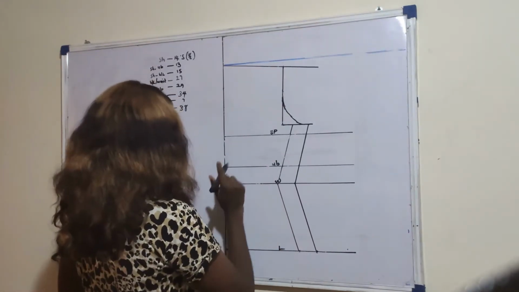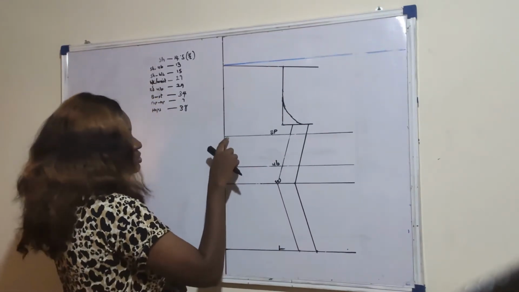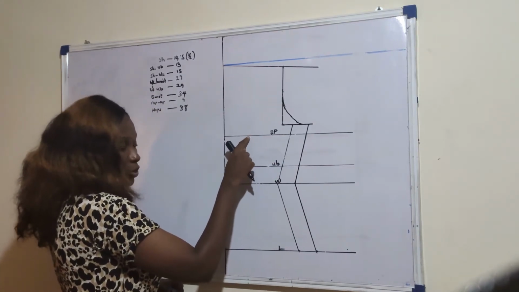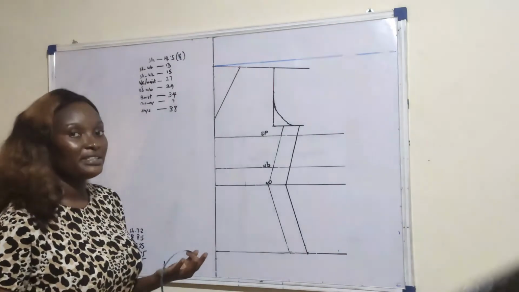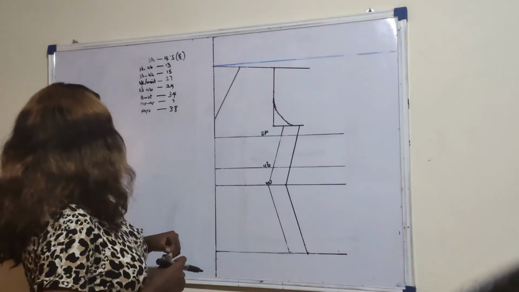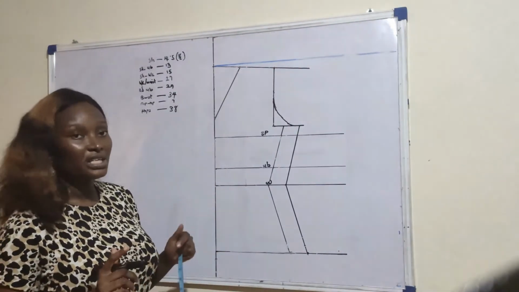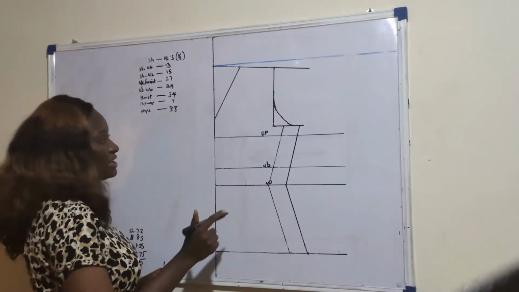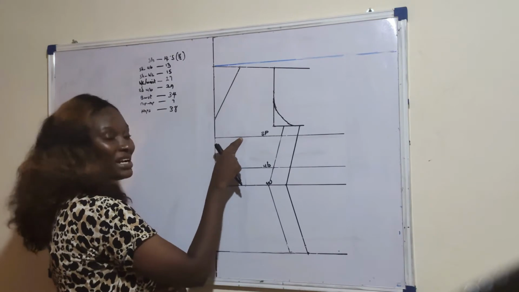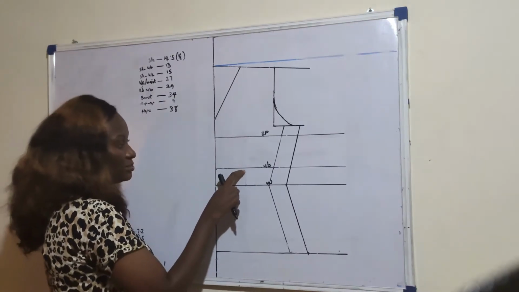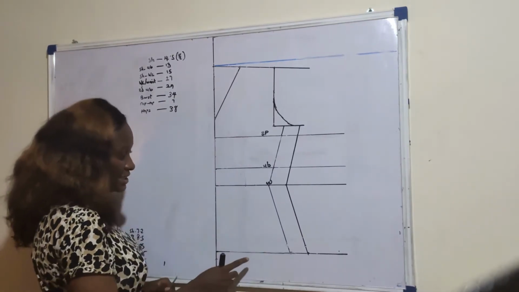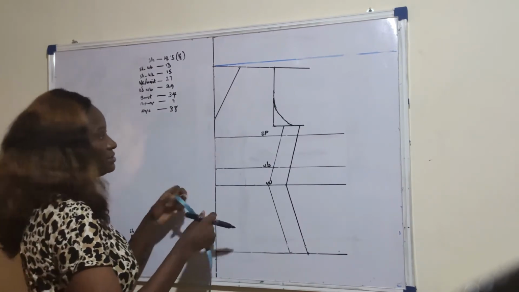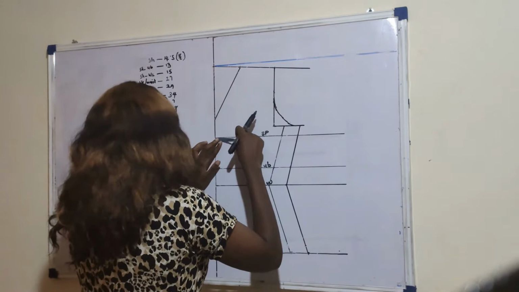So her nipple to nipple, this is the bust point where the nipple always is. You divide the nipple to nipple measurement, which is 7 inches, by 2, and we have 3.5. So you mark 3.5 at the bust point, the under bust level, the waist level, and the length of the dress. Then we join them together.